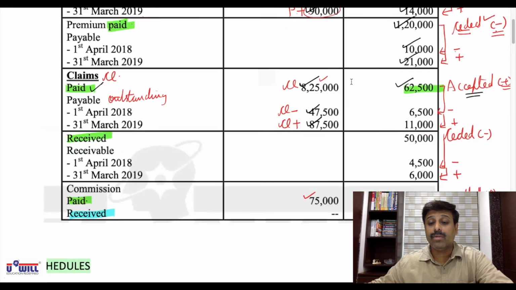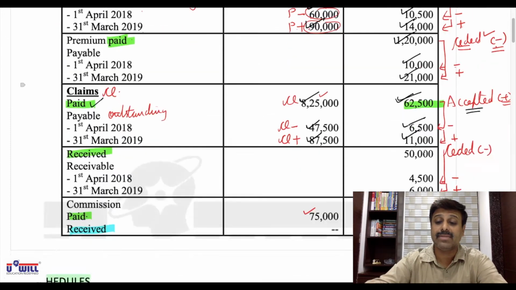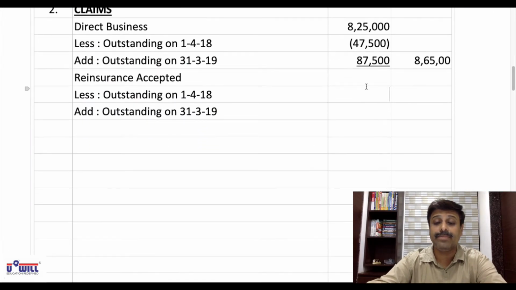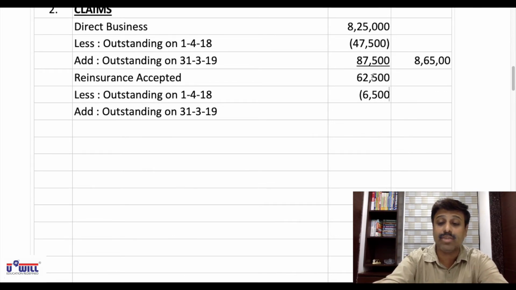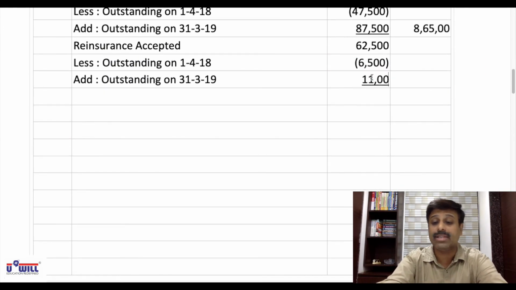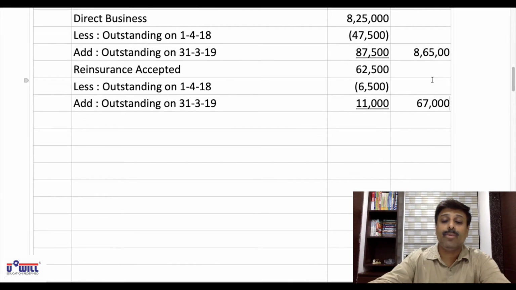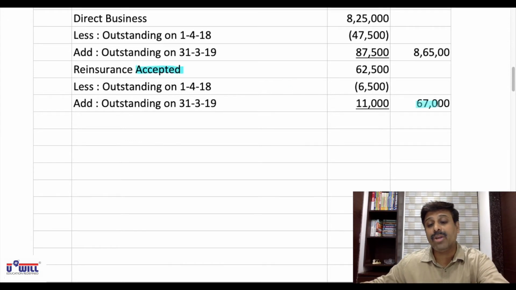Okay, so first of all, what is the amount of reinsurance claim accepted? 62,500. In that 6,500 we have to minus and 11,000 we have to plus. So 62,500 in the inner column. In that 6,500 we have to minus, that is opening outstanding, and 11,000 we have to plus, that is the closing outstanding. So 62,500 minus 6,500, 56,000 plus 11,000, 67,000. Now 67,000, because again it is related to reinsurance accepted, we will plus.